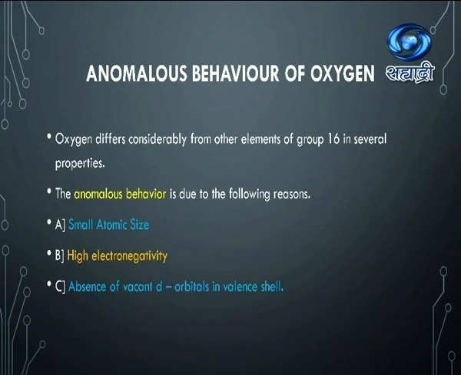Now, anomalous behavior of oxygen. You know that the first element in all these families exhibits certain different characteristic properties than the other members of the same family. In group 16, oxygen is the first member, which exhibits some properties that are different from other members, and this behavior is called anomalous behavior. Oxygen differs considerably from other elements of group 16 in several properties. This anomalous behavior is due to the following reasons: small atomic size of oxygen, very high electronegativity of oxygen, and absence of vacant d orbitals in the valence shell.